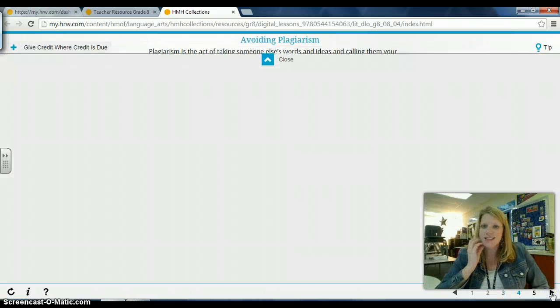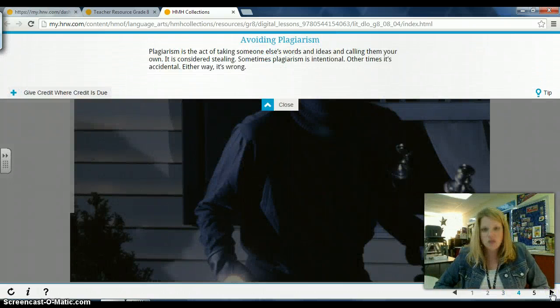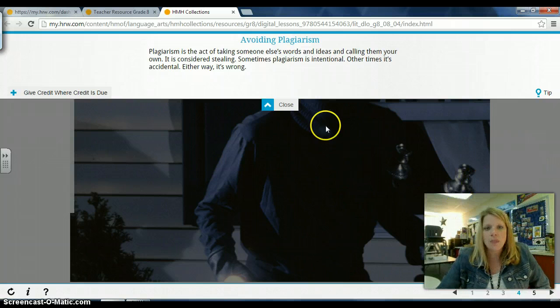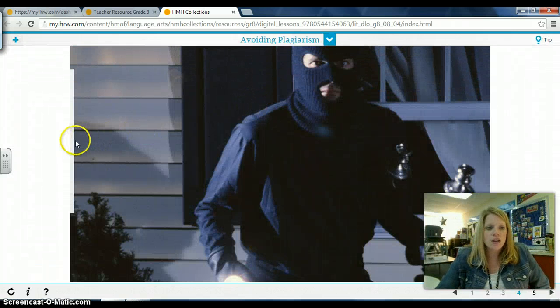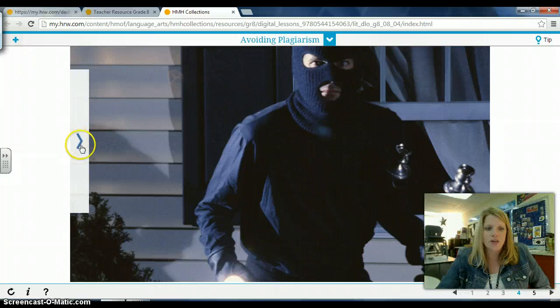All right, and last slide is about avoiding plagiarism. So first, I want you to define what plagiarism is. It's the act of taking someone else's words and ideas and calling them your own. Guys, it's stealing. You can get into huge trouble for plagiarizing later on in your school career if you don't start citing correctly. Okay? You guys already kind of have a leg up because we've talked about citing. I have you cite all the time, but you've got to make sure you transfer that into all your pieces of writing. Okay? So, you know, this paragraph right here talks about plagiarism.